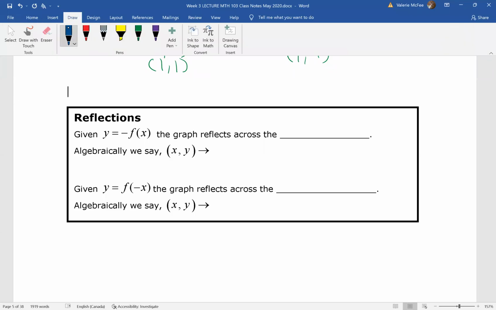So let's make a review of these reflections. If we're given y equals the negative f of x, if the negative is outside of the function, then we have a graph that reflects across the x-axis. When we look at our basic key points that we've memorized, x stays the same and we're finding the opposite of y. When we move the negative inside the function, when the negative is on x, then we have a graph that's reflecting across the y-axis. We can see the negative on x, and y stays the same.